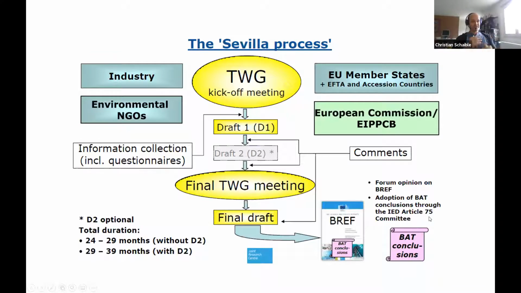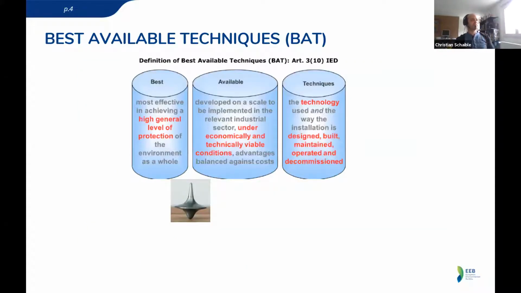Once it's voted, there will be translation, and then the BAT conclusion text will be translated into the official EU languages, and it will end up in the Official Journal of the European Union. So this is the whole procedure. You can look into more details in the BREF review rules.